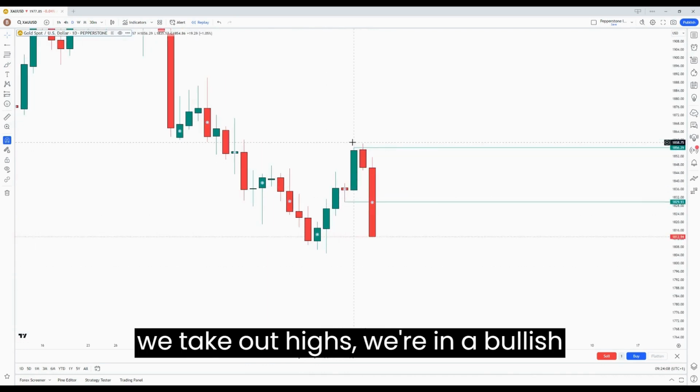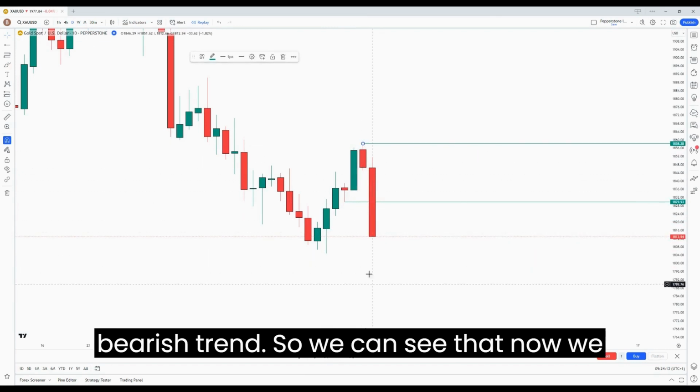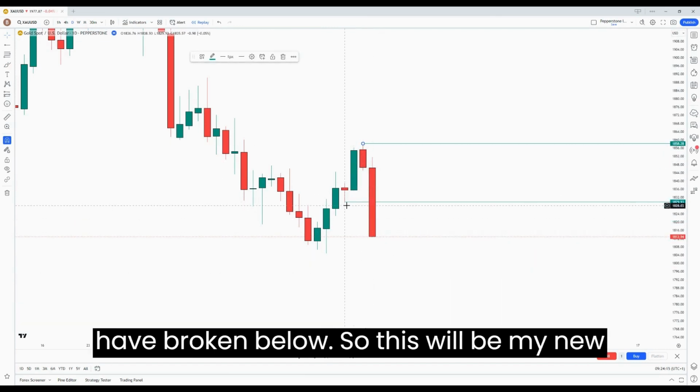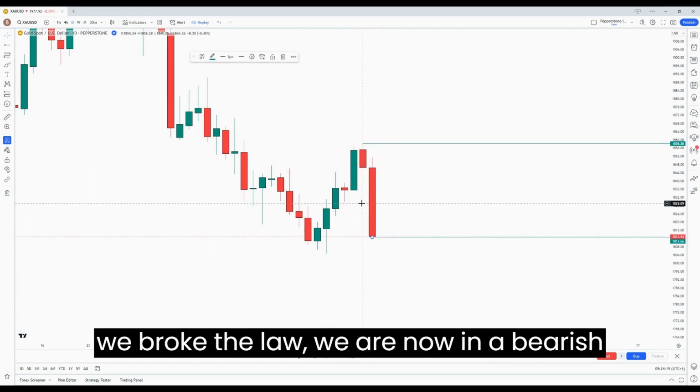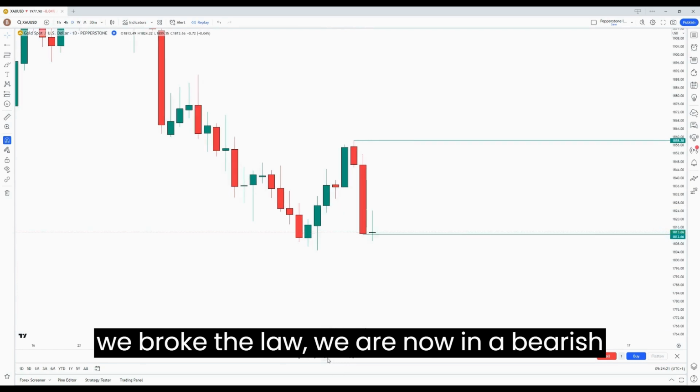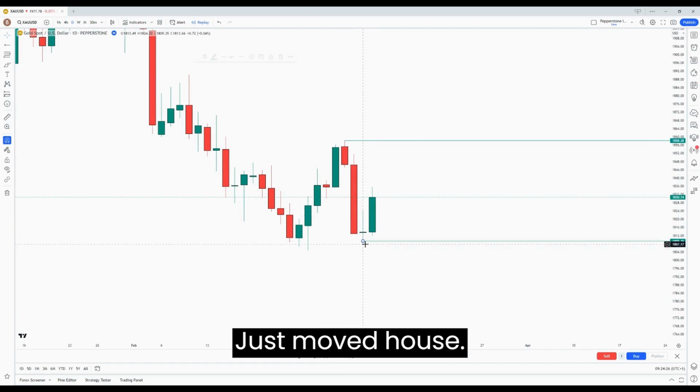So again, when we take out highs, we're in a bullish trend. When we take out lows, we're in a bearish trend. So we can see that now we have broken below. So this will be my new low, and that's my new high. And because we broke a low, we are now in a bearish or downtrend. So just move highs and lows.